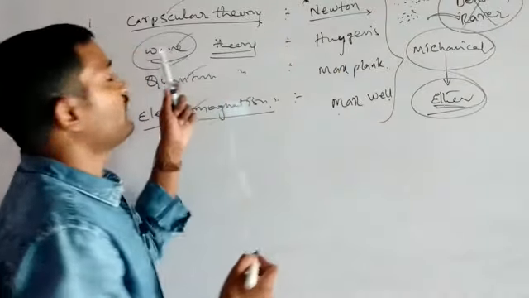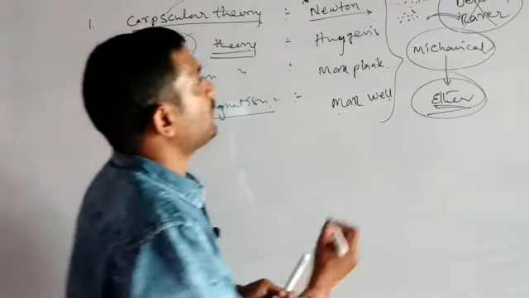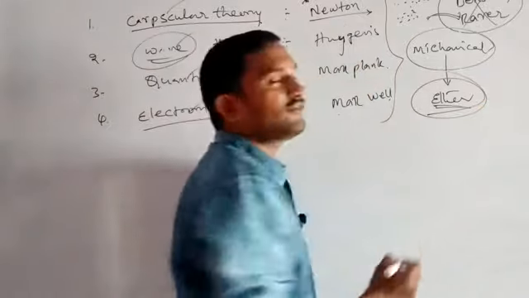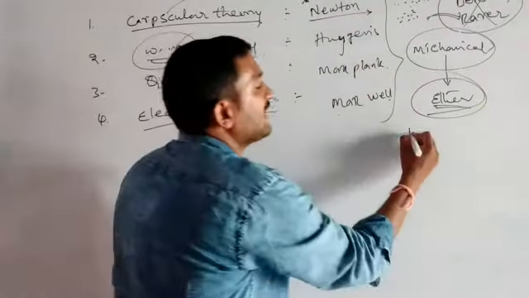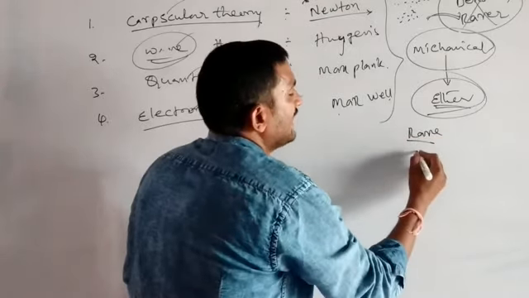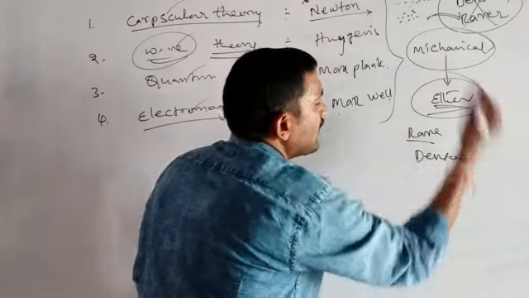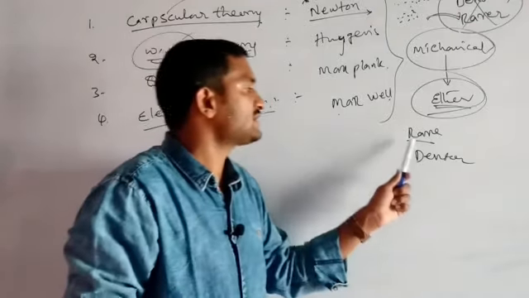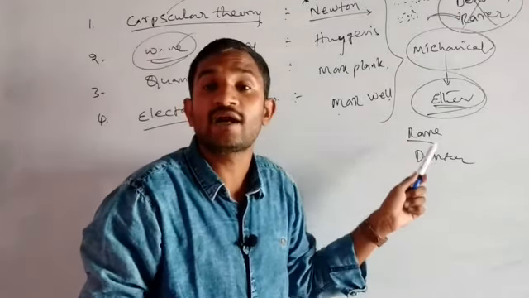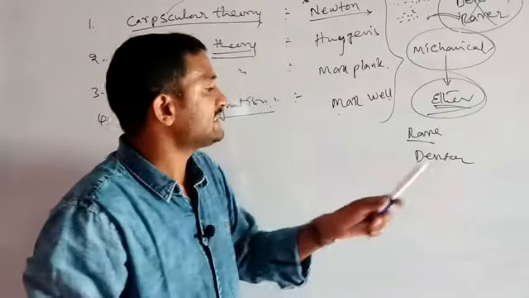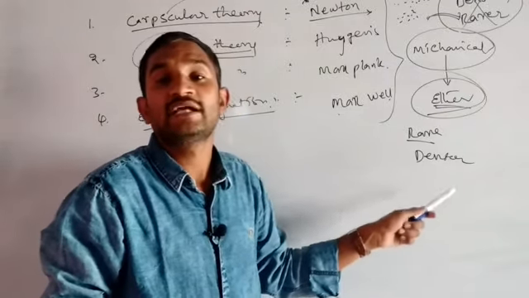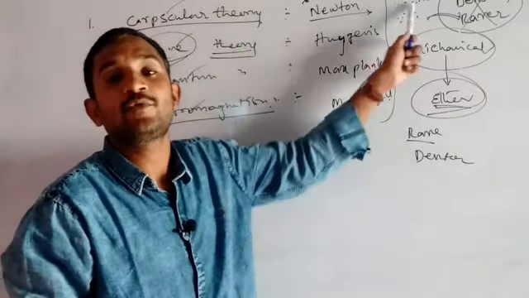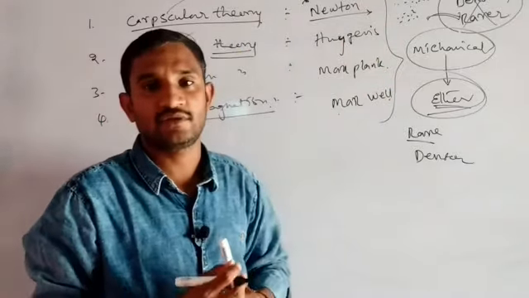By the wave theory, another point: according to this theory, the velocity of light will be more in the rarer medium and less in the denser medium. This is a correction of Newton's corpuscular theory, opposite to Newton's corpuscular theory.